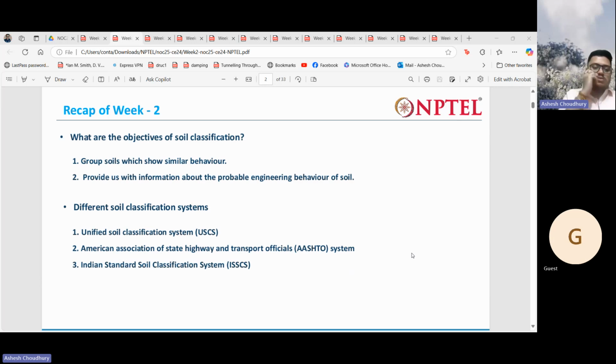So why do we classify soils? Because it provides us with information about the probable engineering behavior of the soil. If you know that this is, say, a silty sand, you can estimate what kind of properties that soil will have. So that's why we want to classify soil, so that we can guesstimate the approximate properties of that soil.